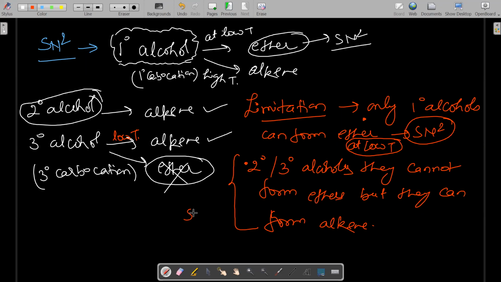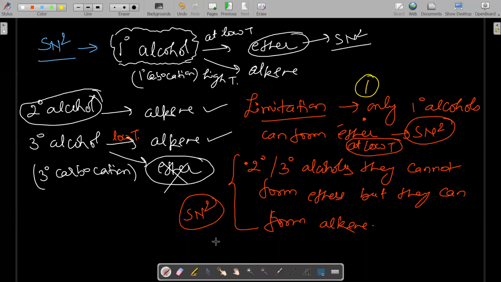The reason is the SN2 mechanism and carbocation formation, which I have discussed. So you just have to remember this. Secondary alcohol will form only alkene. Tertiary alcohols, only alkene will form. Okay? So these are some limitations for ether formation. This is the first limitation.